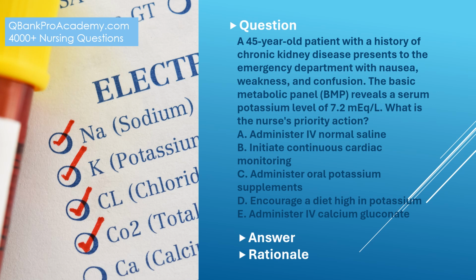A serum potassium level of 7.2 mg/L indicates severe hyperkalemia, which can lead to life-threatening cardiac arrhythmias. Continuous cardiac monitoring is crucial for early detection and intervention. Option A, IV normal saline, can help temporarily shift potassium into cells, but continuous monitoring is necessary. Options C and D would exacerbate hyperkalemia. And option E, IV calcium gluconate, is used in emergencies but is not the initial priority.